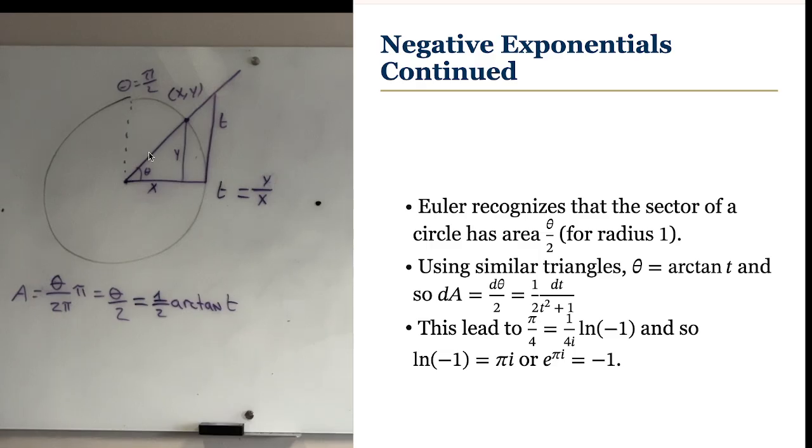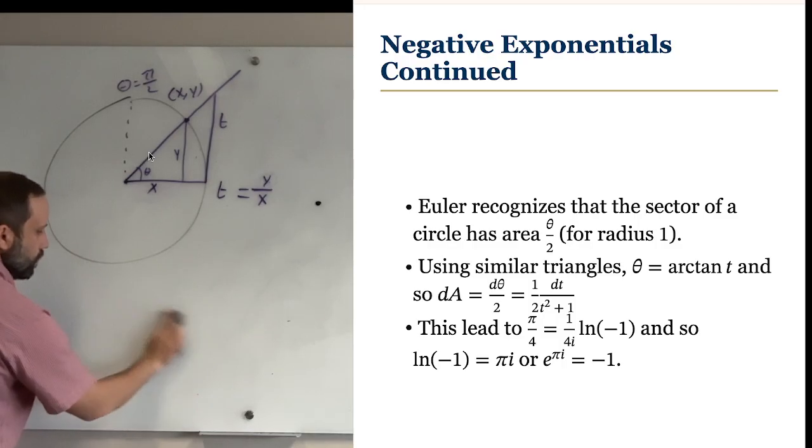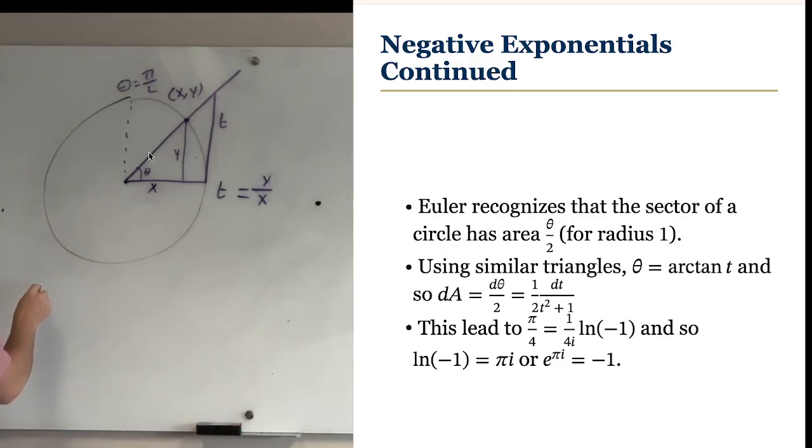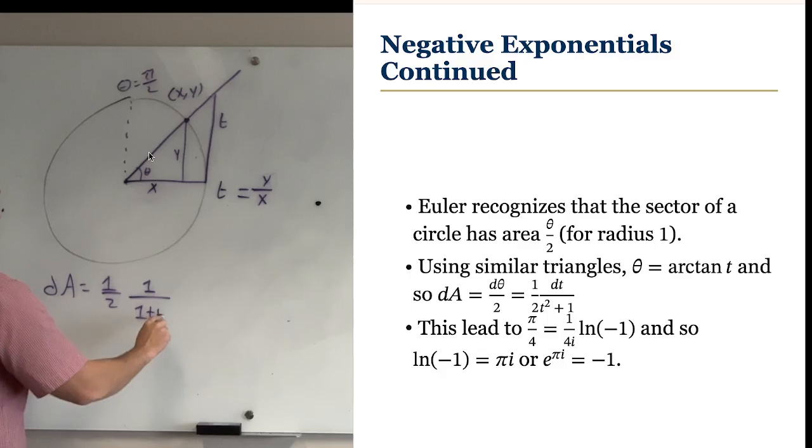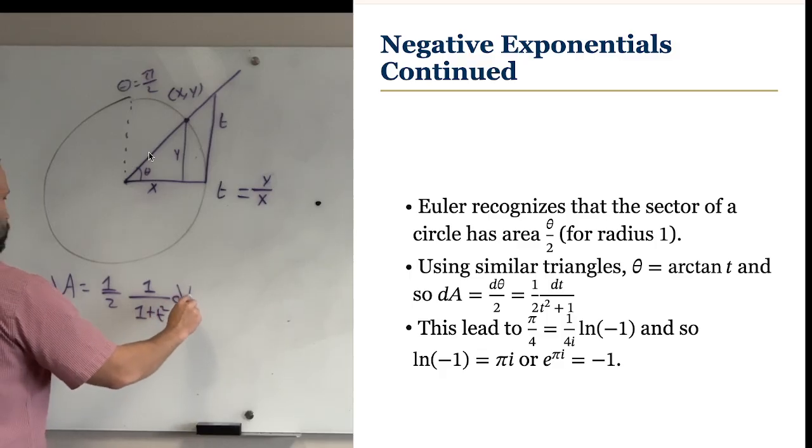Now, notice what happens if I compute dA. I'm going to have to erase this, so just write this down. If I compute dA, I'm going to have dA is equal to 1/2 d arctan t, which is 1 over 1 plus t squared dt.